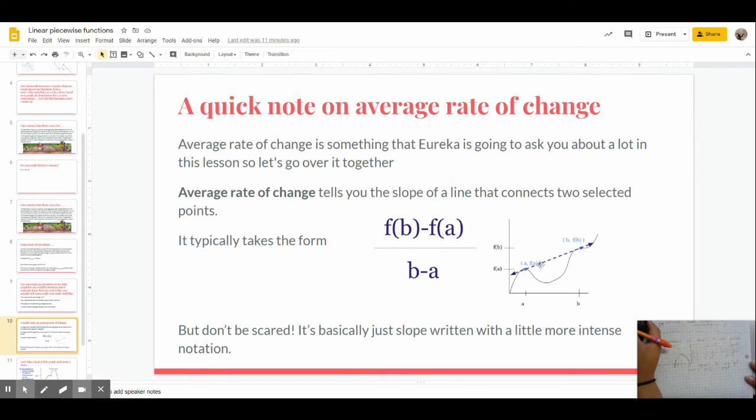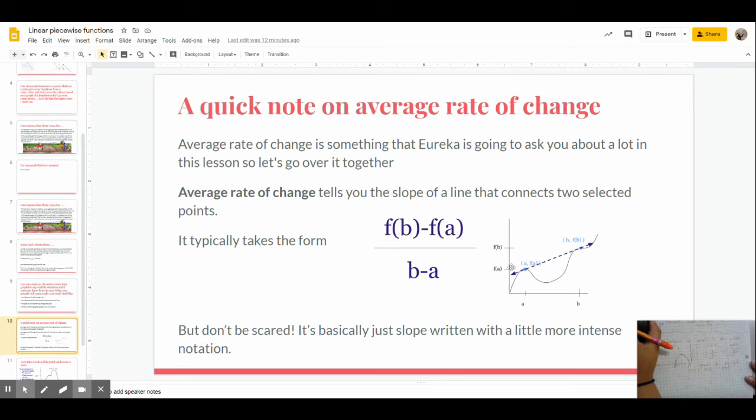But if you take a look at this picture on my slideshow, it's actually not that intimidating. When they say f of a, they just mean there's some x value a, and it's going to have a y value. We call that f of a. Remember, f of x is just a function output. It's a fancy way of saying y.